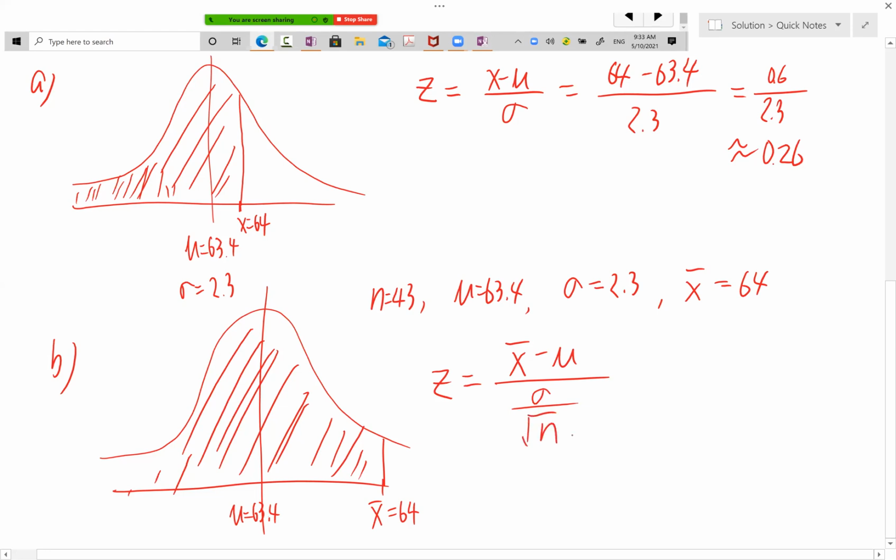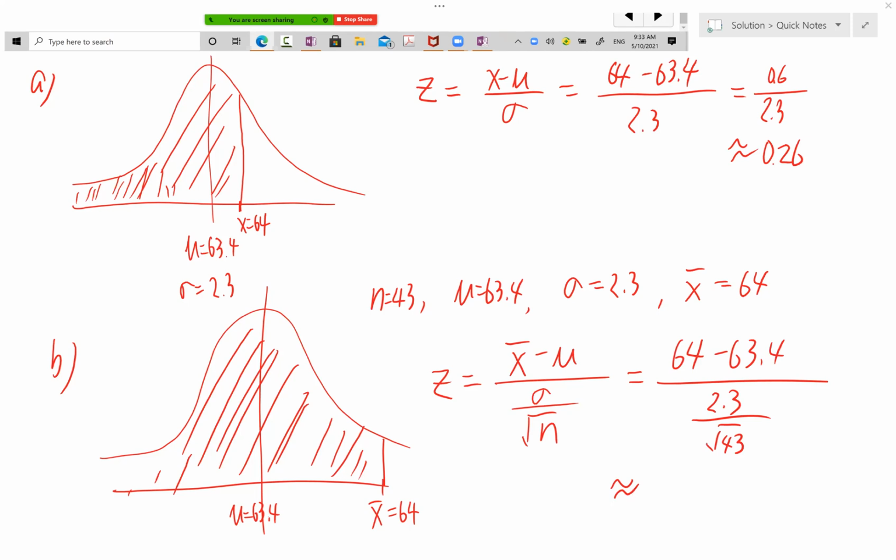So this is exactly what we call the central limit theorem. The central limit theorem is used to compare the sample mean to the population mean and find the corresponding area. So 64 minus 63.4 divided by sigma, which is 2.3 over square root of 43. I'm going to show you this in Excel because a lot of students tend to make mistakes, from my past experience, in inputting this, and sometimes end up with the wrong answers. So let me show it in Excel so you won't make that mistake.